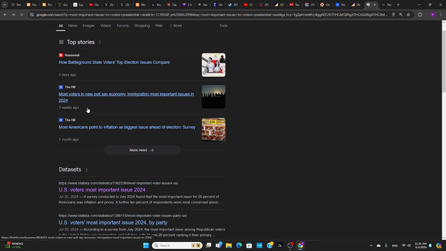Here's another one that's more recent. This is 3 weeks ago. Actually, it's July 30th, but this is 3 weeks ago. This is most voters in new polls say economy, immigration, most important issues in 2024. So these are issues where Trump has an advantage over Harris by double digits, like 12 to 18 points, somewhere in that range.